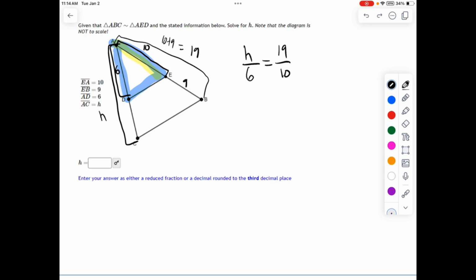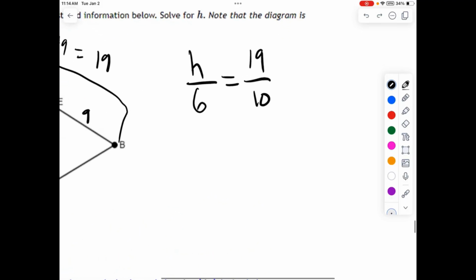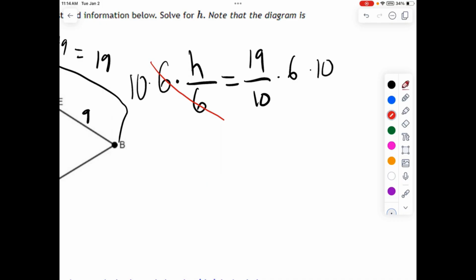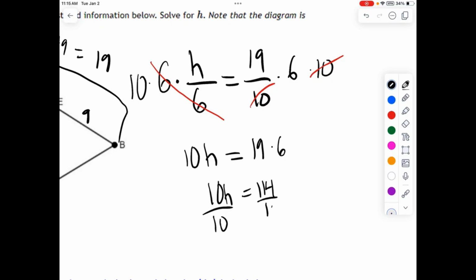Okay, now it's just a matter of solving for h. Undo the fractions. Fractions are division, and we undo that with multiplication, so we undo the division by 6 by multiplying by 6 on both sides. Same thing on the right side: if we have divide by 10, multiplying by 10 will undo that. Then the 10s cancel, and you're left with 10 times h equals 19 times 6 on the other side, which is 114. So we have 10h equals 114. Divide by 10, and we get h equals 114 over 10.